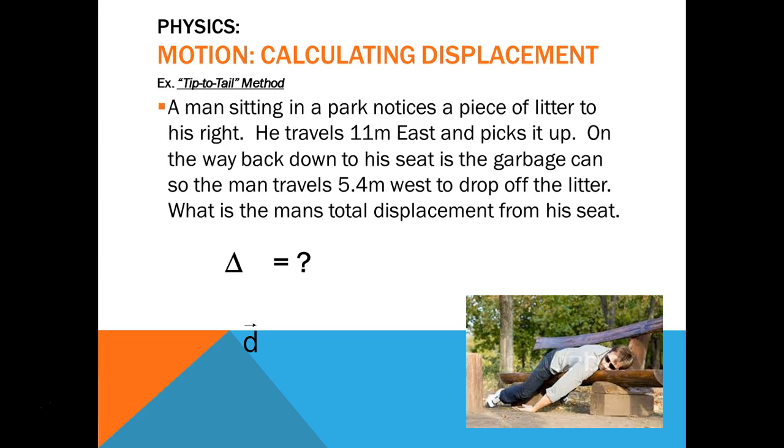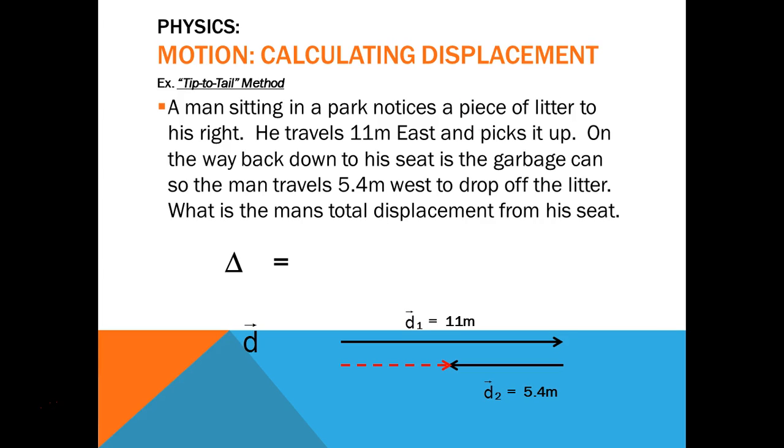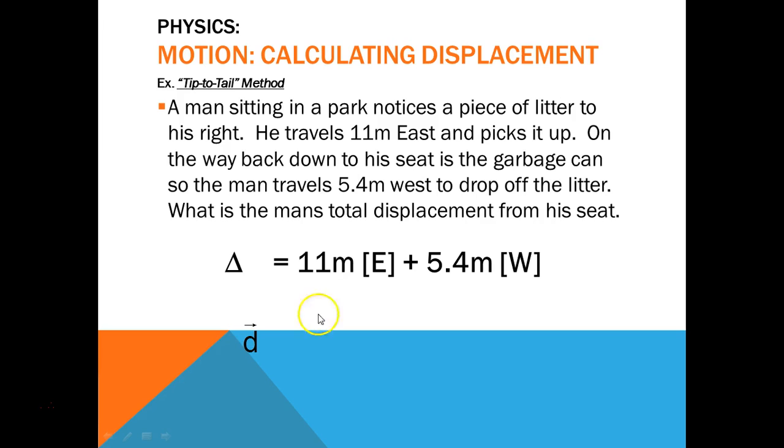So displacement, this is a vector quantity, we need direction. Here are my arrows again. It tells me that he went 11 meters east. So my arrow is going to the right, it's positive. 5.4 meters west, it's going this way. I care about the difference here. Where has he gone from his bench seat, which would be here? I have to subtract the two.